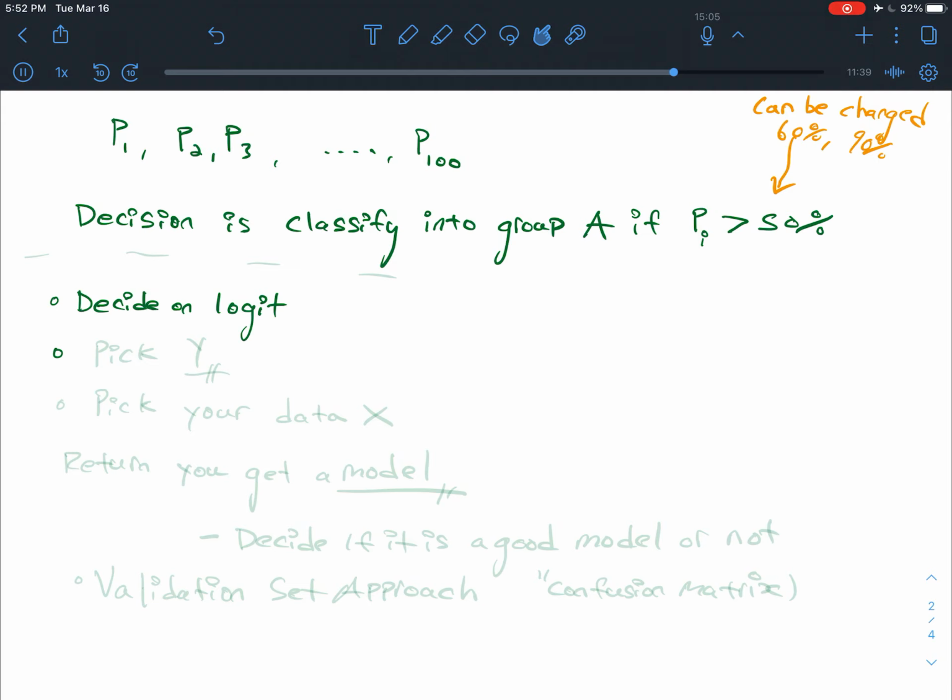And then in Radiant, all you're going to do is pick what you want to predict. So pick your y, right? In this case, y, as we said in class, y could be whether or not you survived in the Titanic. And then you need to pick what x's you want to model. So pick your data x, right? And then Radiant is just going to return to you, or any software, in return, you get a model.